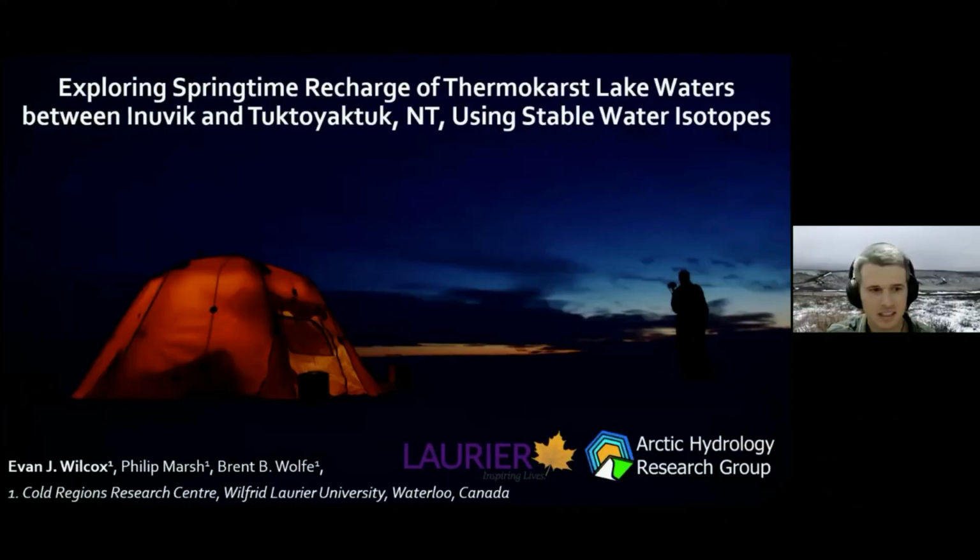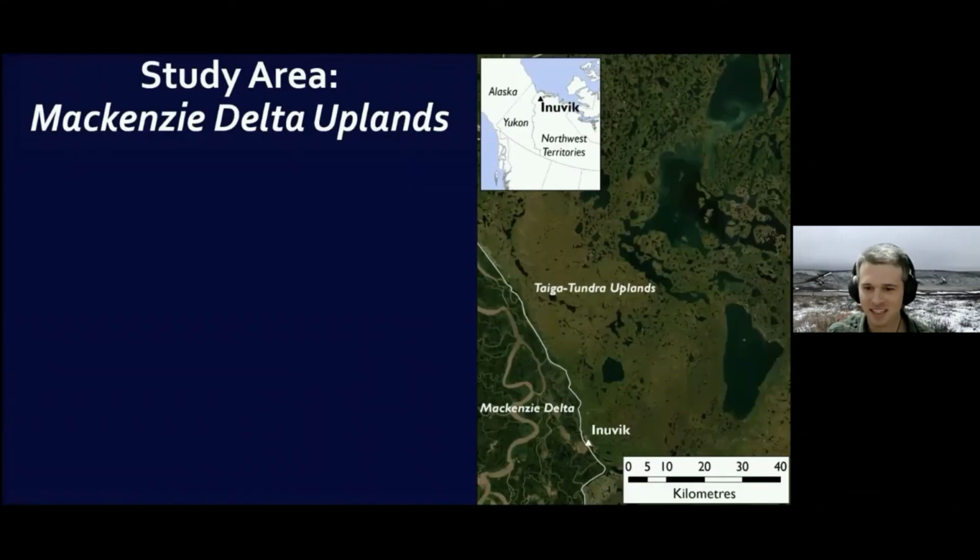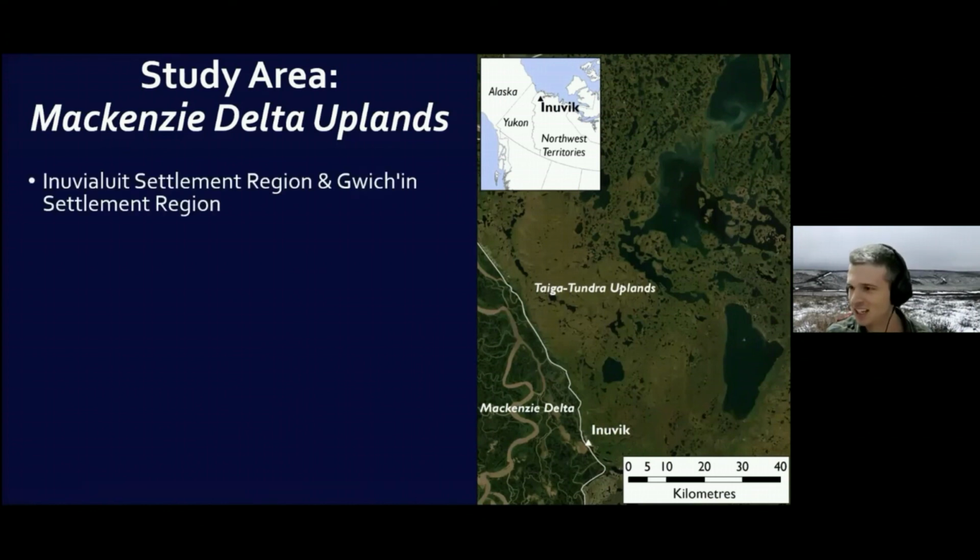So today I'll be talking to you about how freshet recharge occurs in thermokarst lakes between Inuvik and Tuktoyaktuk using stable water isotope sampling. A bit of background about our study area here: we're in the Mackenzie Delta uplands, which are in the far northwestern corner of the Northwest Territories. It's home to the Inuvialuit and the Gwich'in people.